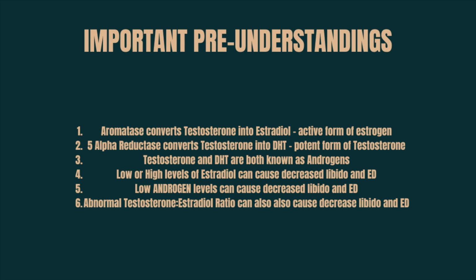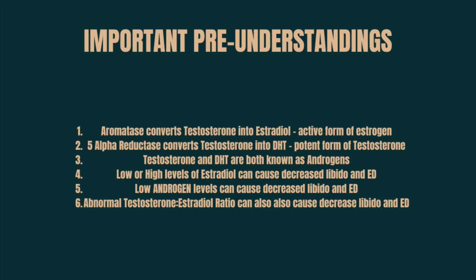The second thing that's important to know before we get into it is that 5-alpha reductase converts testosterone into DHT, which is a potent form of testosterone, and it's the most potent hormone in the body, with a 5 times higher binding affinity for the androgen receptor than testosterone, and it's known to upregulate over 200 different genes after it binds to the androgen receptor.